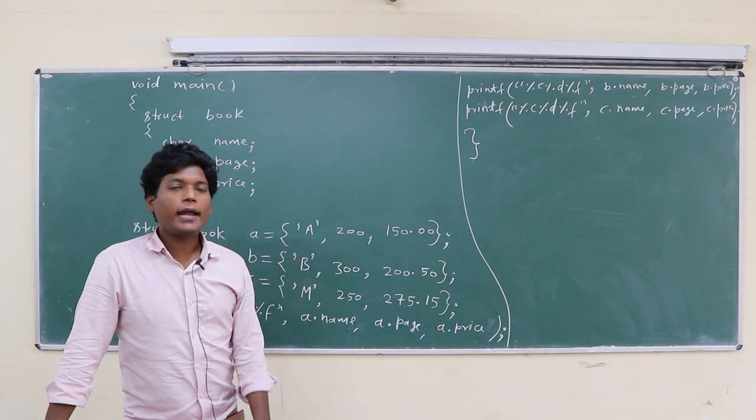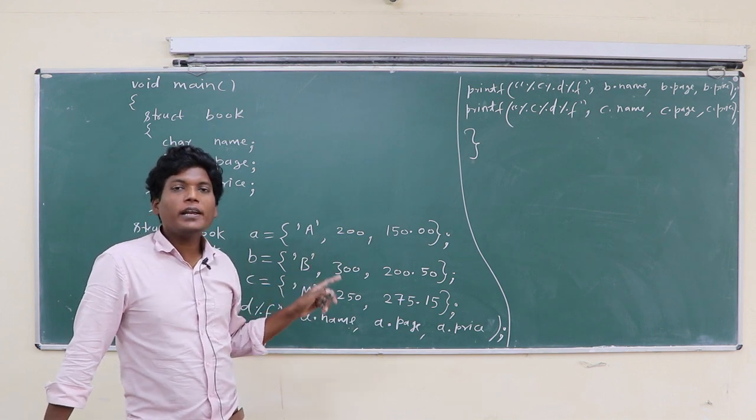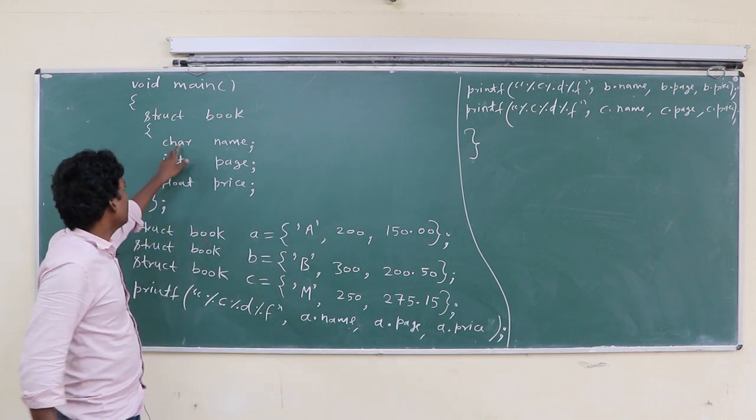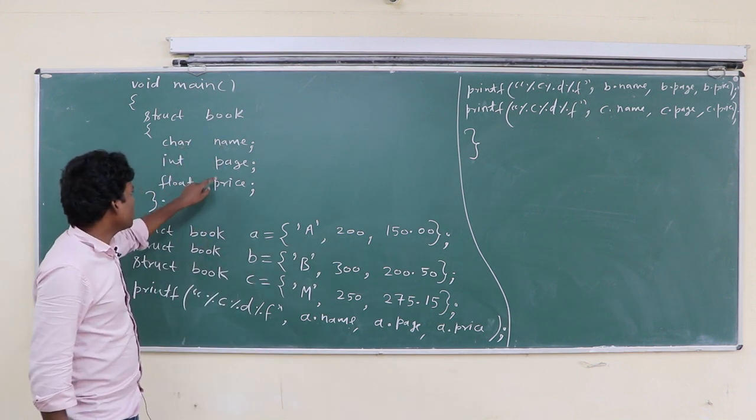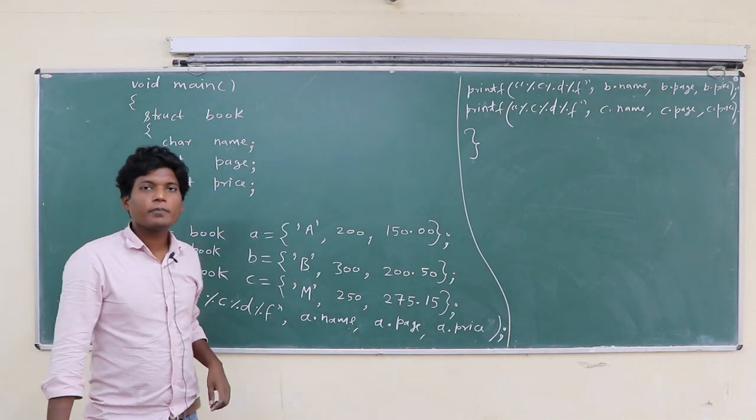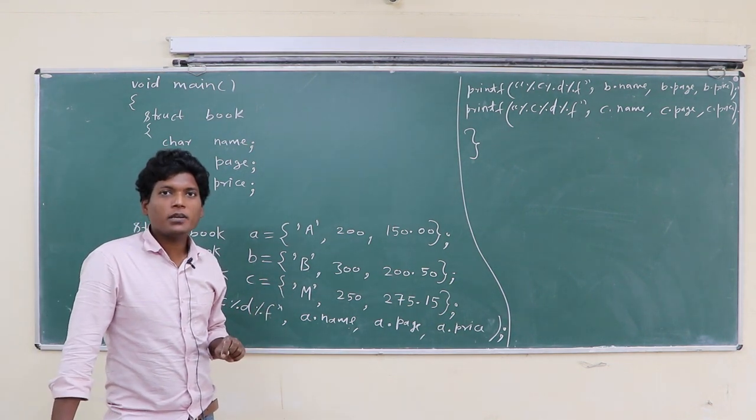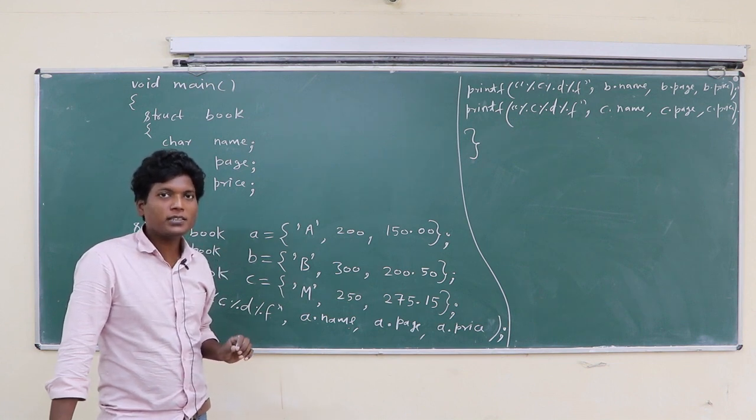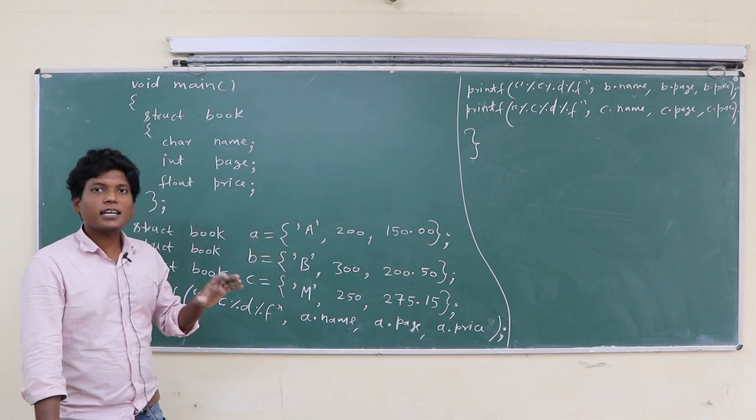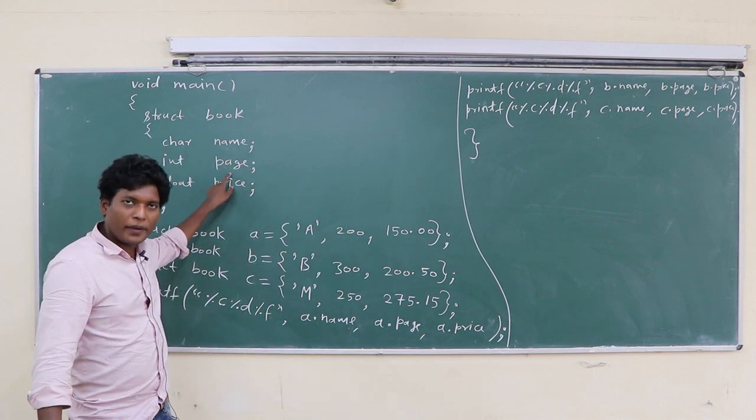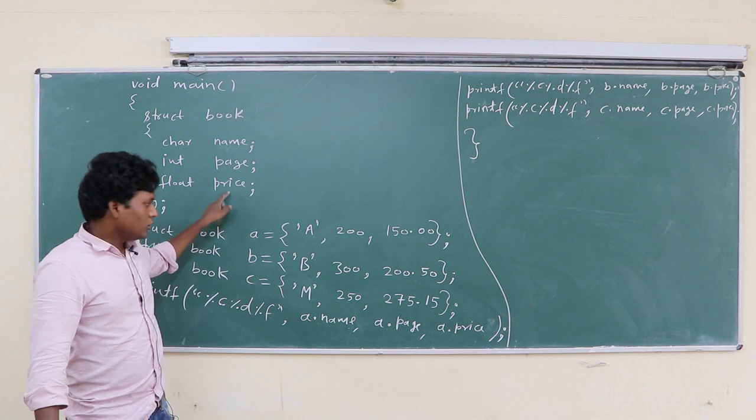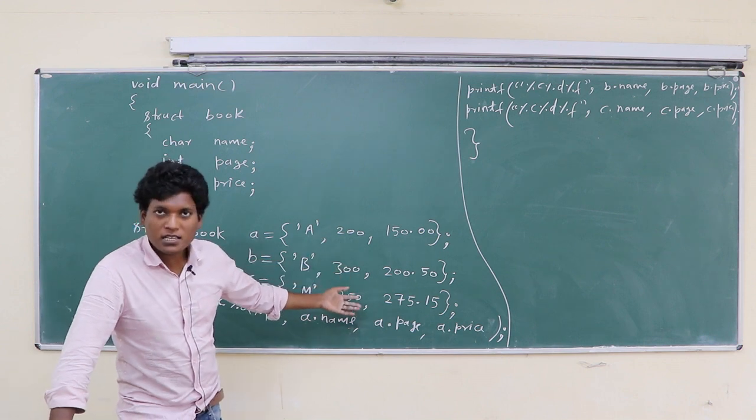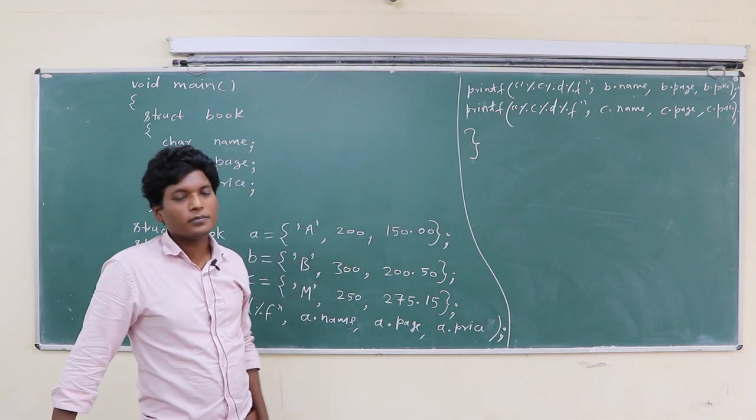This program is: write a program in C to print the details of 3 books, and details contain book name, book page, book price. Once again class, the program is to print the details of three books, and details contain book name, book page, and book price. So this is the example. Here 3 books' names, their pages and their prices are printed.